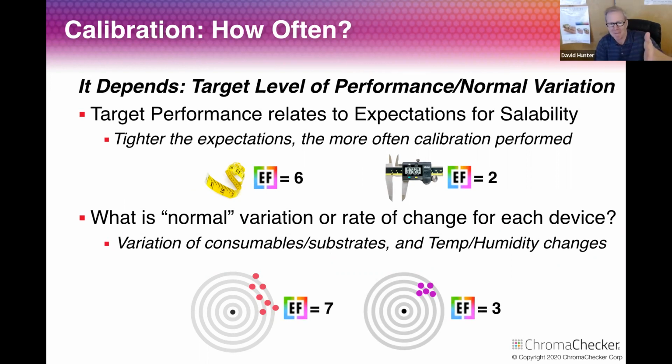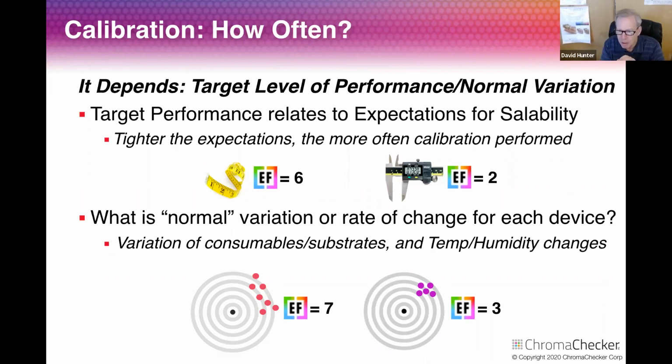So you're not very accurate when you're measuring distance with the instrument on the left, but you're very accurate when you're measuring distance with the instrument on the right. And in the same way, when we look at how a device is performing in terms of printing the same colors over time, think of on the left with the bullseye target, each of these red dots represents how this printer is printing over time. And it's not very consistent. The E factor is a 7, where the printer on the right, the cluster of dots is much tighter. That E factor is a 3.